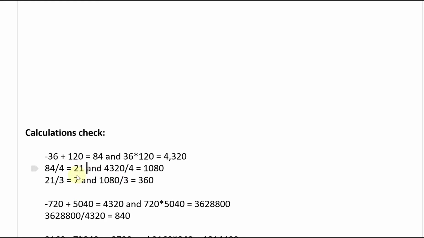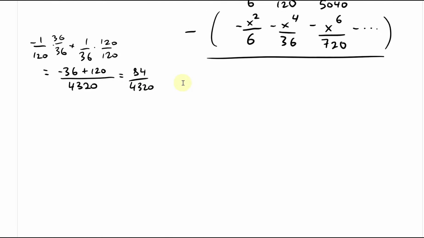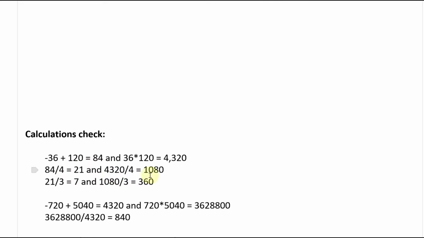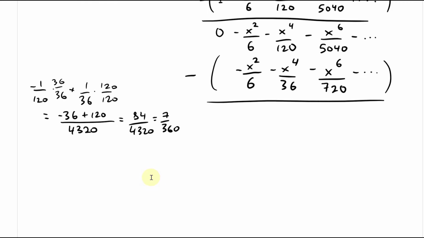So you get 21, and now if you divide 21 by 3, we get 7, and dividing the denominator by 3 equals 360. Now we're stuck there, 7 and 360. So this equals 7 over 360, just constantly simplifying. When we add this up, the signs are taken care of, 7 over 360. And this is x to the 4. Let's put a little bubble inside this one, so that it's calculations.